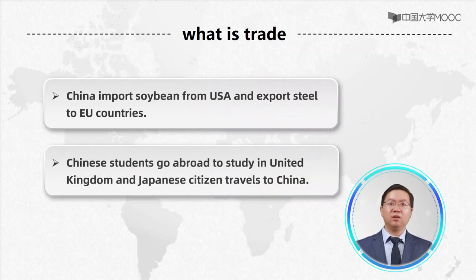Chinese students go abroad to study in the United Kingdom, and Japanese citizens travel to China. Here, Chinese students going abroad to study in the United Kingdom means the United Kingdom exports education services to China. Japanese citizens traveling to China means Japan imports tourism services from China.